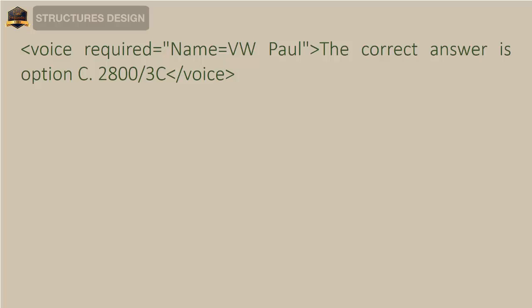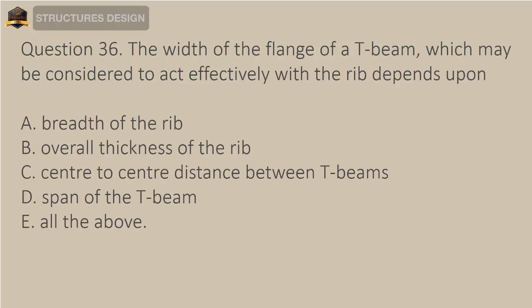Question 36. The width of the flange of a T-beam, which may be considered to act effectively with the rib, depends upon A, breadth of the rib, B, overall thickness of the rib, C, center to center distance between T-beams, D, span of the T-beam, E, all the above. The correct answer is option E, all the above.